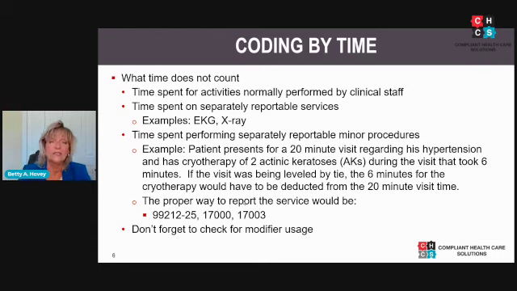So the proper way in that case would be a 99212 with a modifier 25, because the hypertension is significantly and separately identifiable from the AK cryosurgery, and then 17000 and 17003. So always make sure that you're utilizing the correct modifiers and appending them so that the claims are going to go in clean and we're going to get paid.